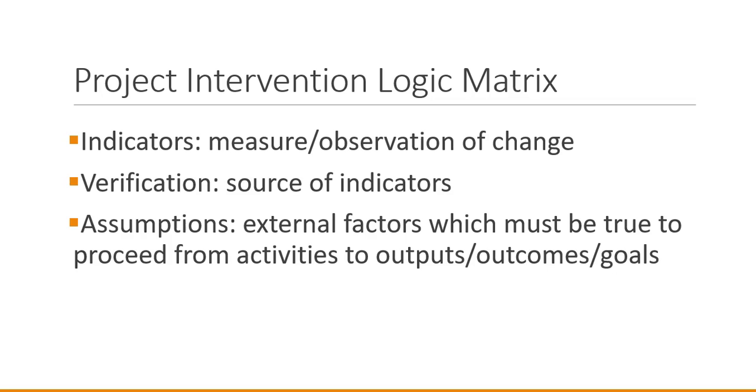And then finally, assumptions. Assumptions are what we expect or assume to be true about external factors that need to be true if we're going to succeed in progressing from our activities to outputs to outcomes to goals. As an example, in progressing from outputs to outcomes, we might make the assumption that if we build schools, the community will send its youth to the schools. If that assumption isn't true, then building the schools isn't going to produce a result of an educated community.